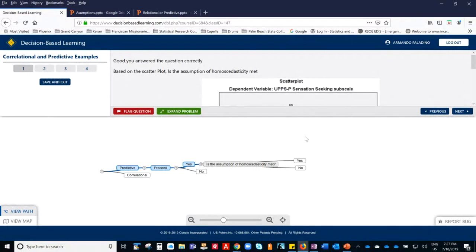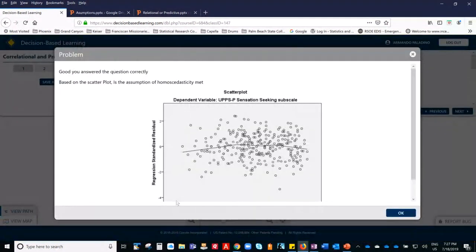Now remember the homoscedasticity that I told you about, that we plot, and we saw a funnel and stuff. So based on the scatter plot, is the assumption of homoscedasticity met? And don't worry, you can always review this PowerPoint presentation. I know it's a lot in one presentation, but let's go with the flow.